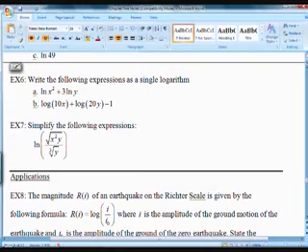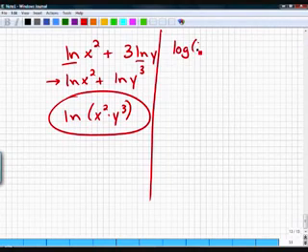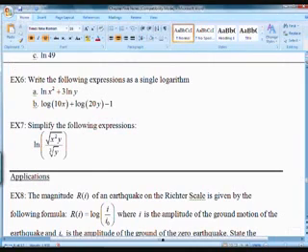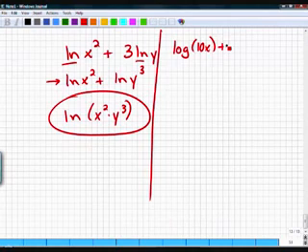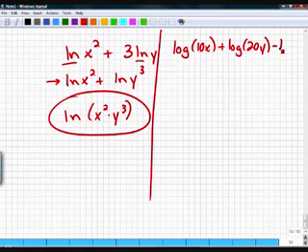The next one, log of 10x plus the log of 20y minus 1. This is a little bit ugly. This one's going to require some thought. Any ideas? Good job. We are going to do that. But this is one of those where you have to think ahead about why you're doing what you're doing. Can't get it by itself. You don't have an equal sign, so you can't.